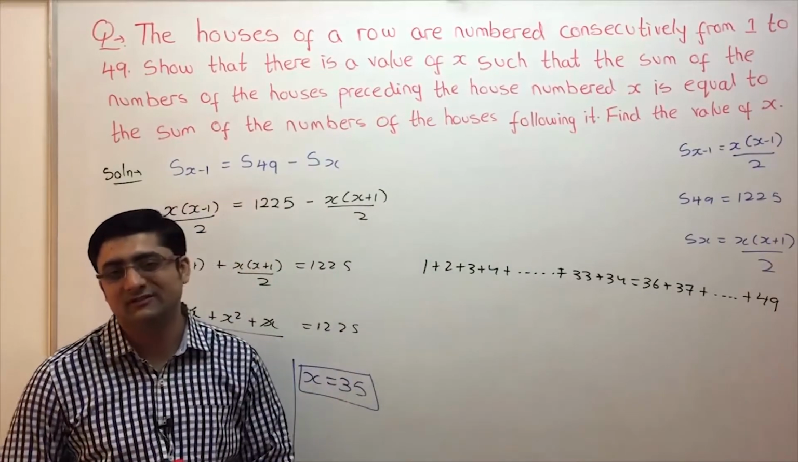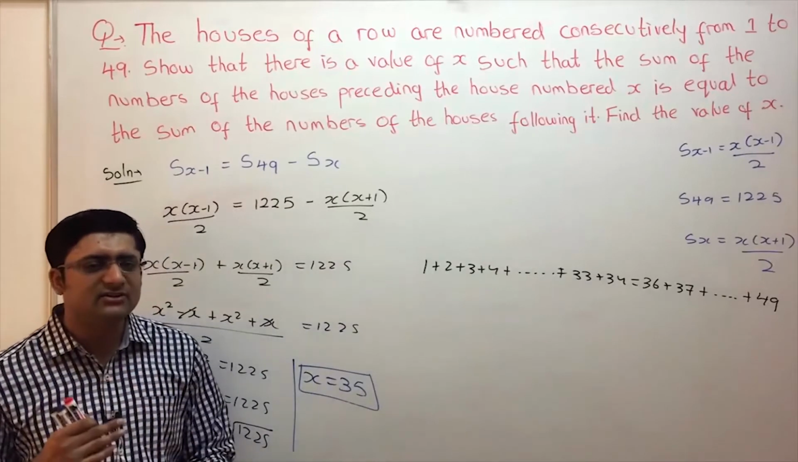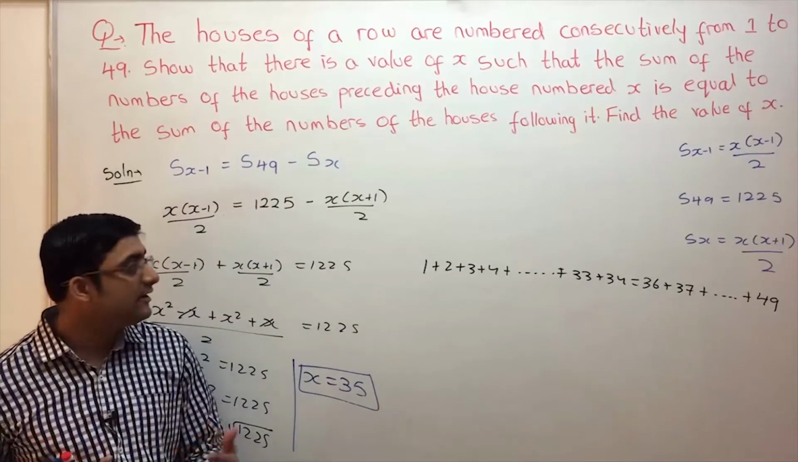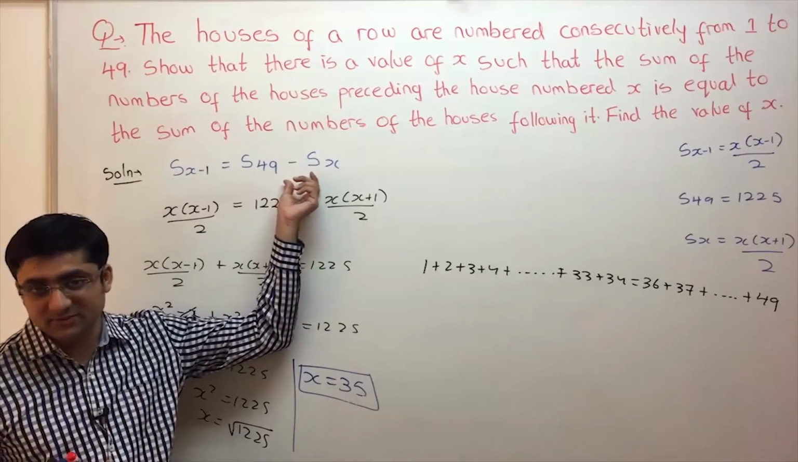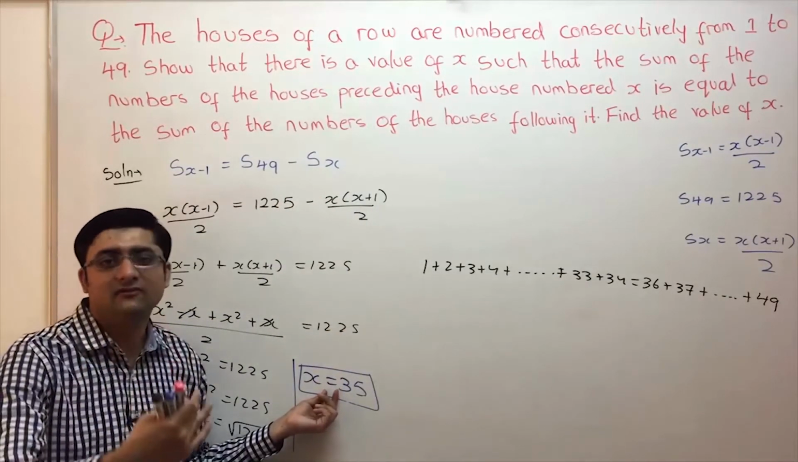So this is how you solve this question. So it's a pretty difficult question. If you didn't get it the first time, doesn't matter. My suggestion is just watch this video once again, right? This over here is the most important concept. So sum of all the numbers before x is equal to sum of the numbers after x.